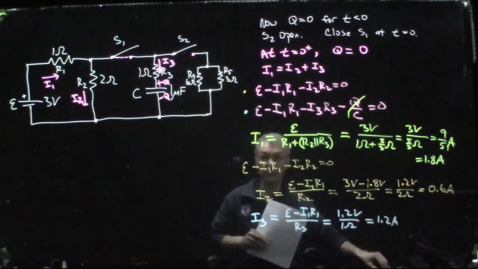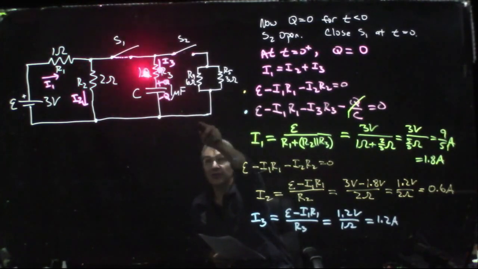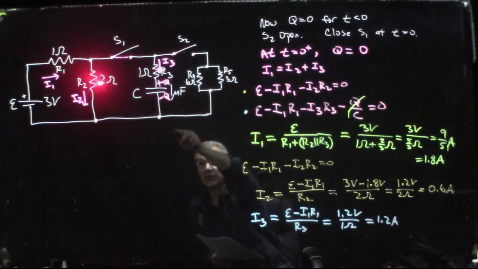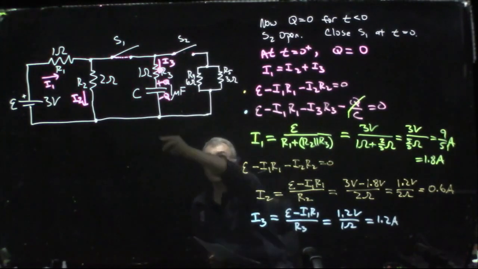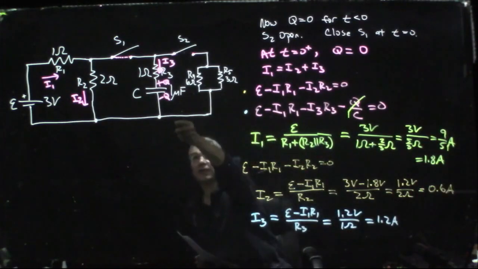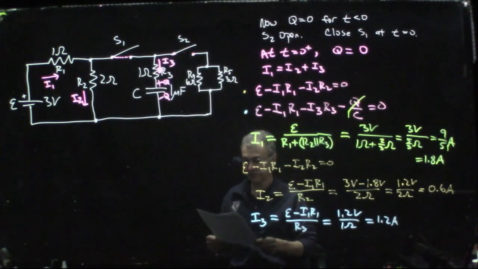And then as a check, these two paths are in parallel. This resistance is half of this resistance, so the current here should be twice this, and then they should add up to this. So this current should be 2/3 of this, and this current should be 1/3 of this. So I2 should be 1/3 of I1. 1/3 of I1 is 0.6 amps, and 2/3 of I1 should be here, and that's 1.2 amps. So that makes sense.